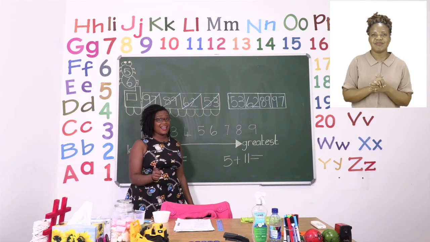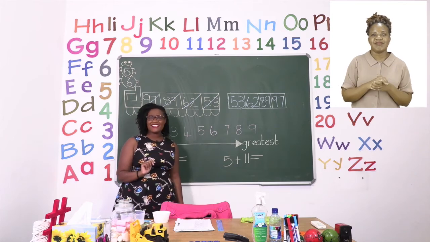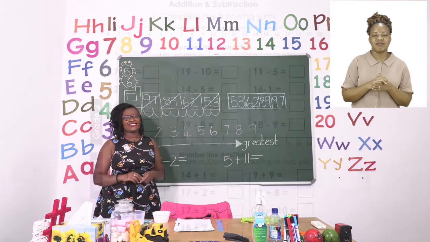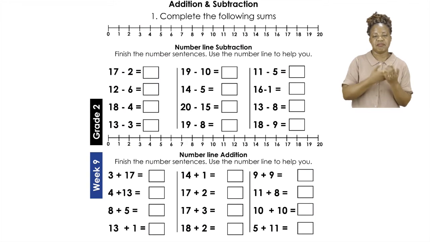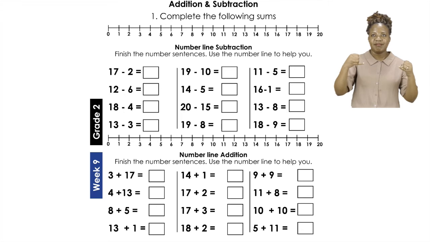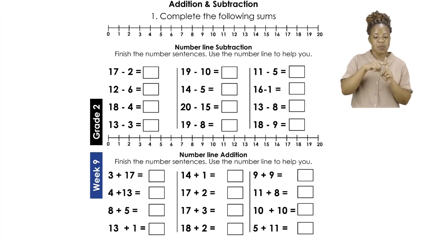Have fun with this exercise, and before you do it, let's take a look at page 6. On page 6, we are going to be doing something even more exciting and something that you are very familiar with. We are going to be adding and subtracting. Now, we're not just going to be adding and subtracting, but we're going to be using our number lines to do so. Your job is to finish the sums, and you're going to use the number line to help you.